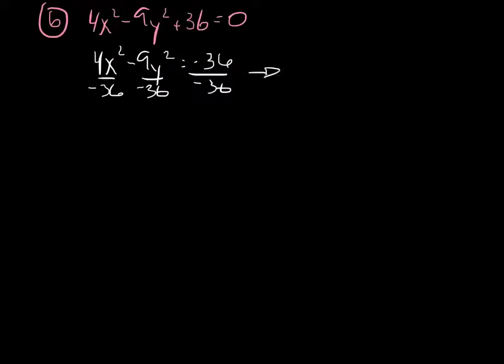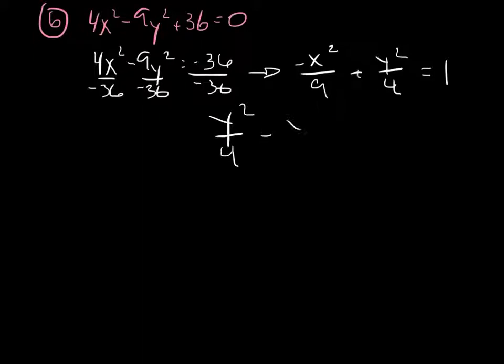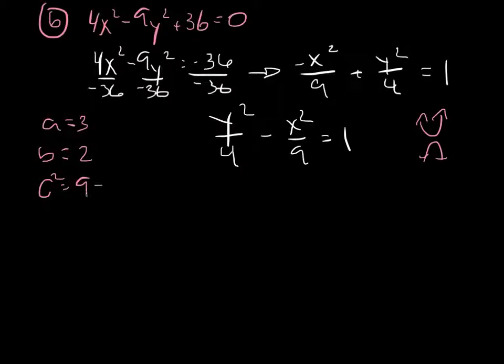So I need 1 over there, so I get negative x squared over 9 plus y squared over 4 is equal to 1. And still not quite there because I need to move this. This has got the negative. We need to switch those things. And so I get y squared over 4 minus x squared over 9 is equal to 1. Okay, so again, this is a vertical. A is equal to 3. B is equal to 2. C squared is equal to 9 plus 4, which is equal to 13. So C is equal to the square root of 13.